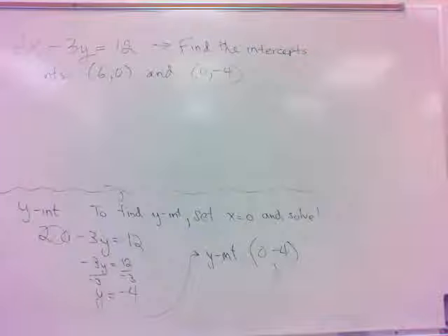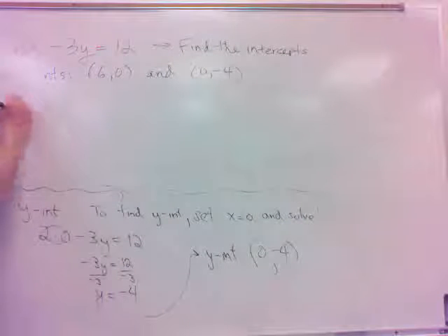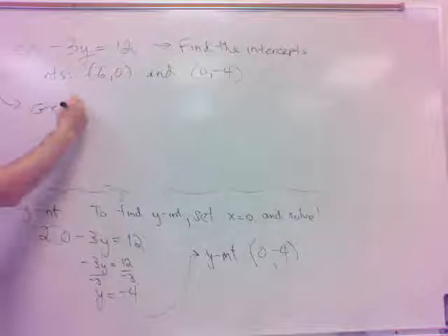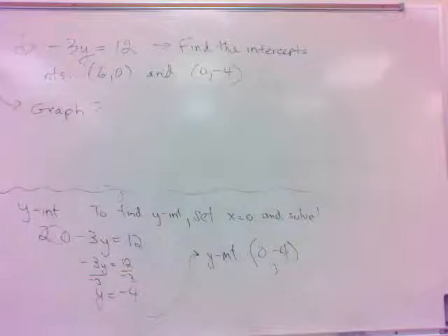Well, here's the thing. Now, if I think about the graph of that, do you know anything about the graph of 2x minus 3y? I know the intercepts are 6, 0, and 0, negative 4, but what else do I know about that equation? What shape does it have? It's a line, isn't it? Because it's x to the first, y to the first. Those always will be lines.